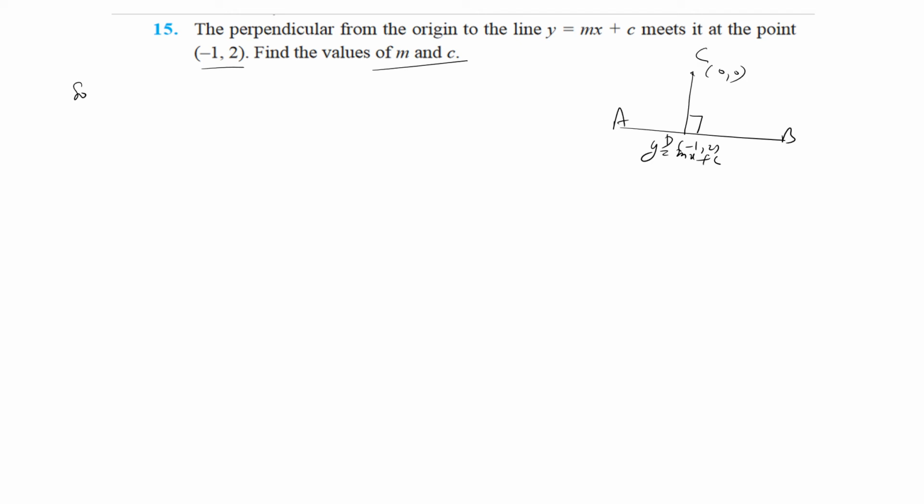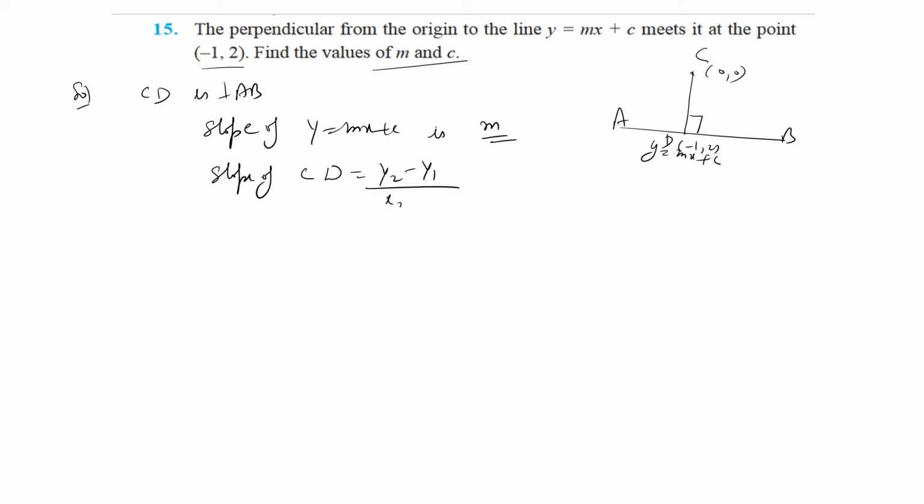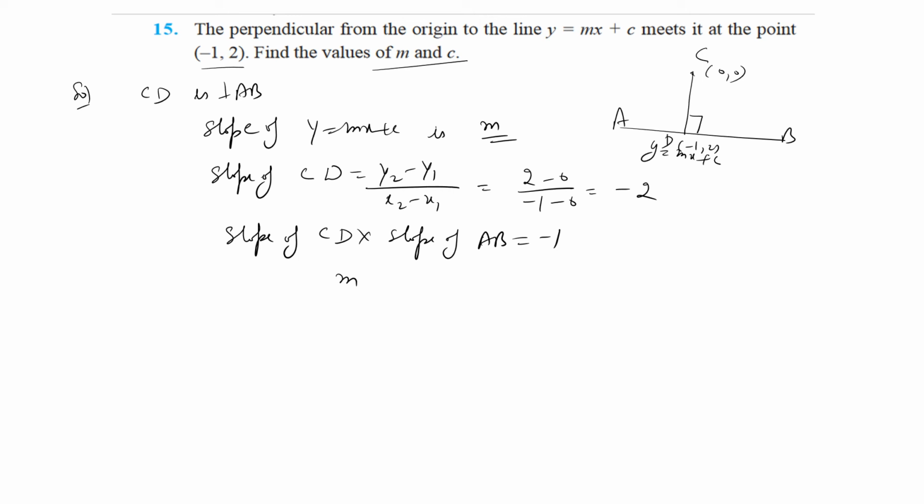So since CD is perpendicular to AB, that means the product of the slopes is minus 1. So slope of y is equal to mx plus c is clearly m, and slope of line joining CD using y2 minus y1 upon x2 minus x1 is 2 minus 0 upon minus 1 minus 0. So this is minus 2. So slope of CD into slope of AB is minus 1. So CD is having slope minus 2, and slope of AB is m, and this is minus 1. This implies m is equal to 1 by 2.